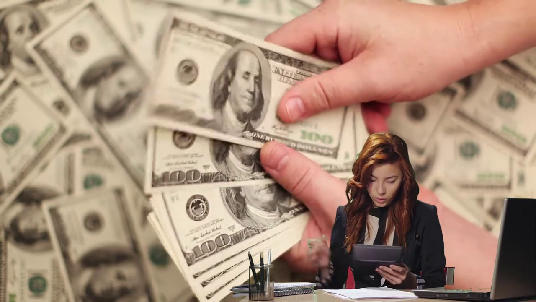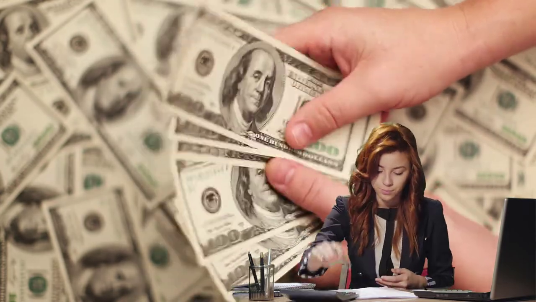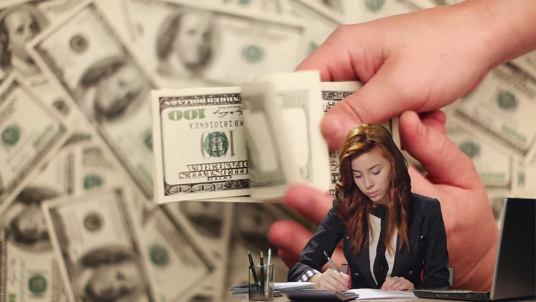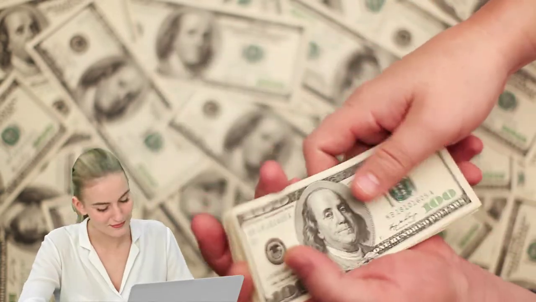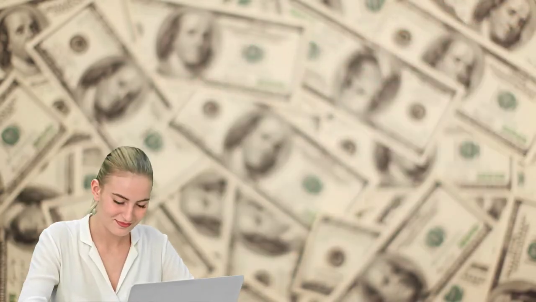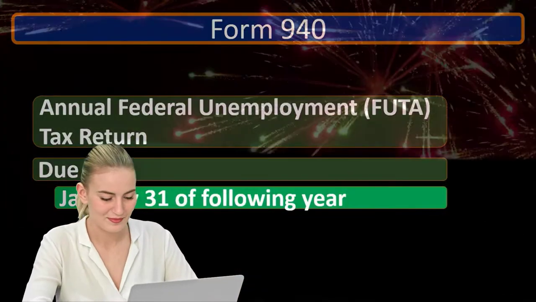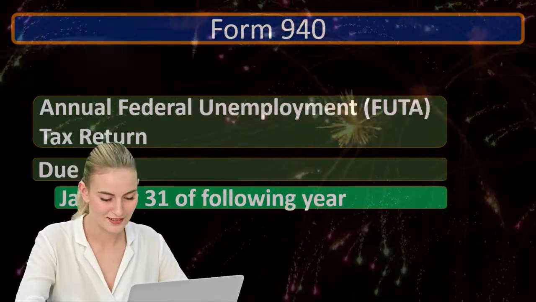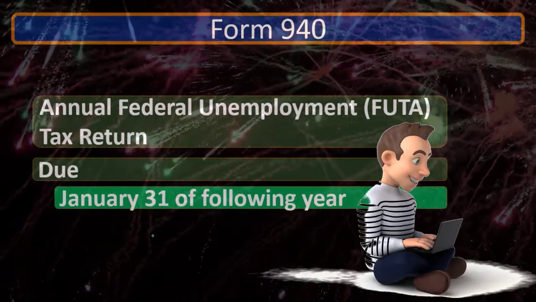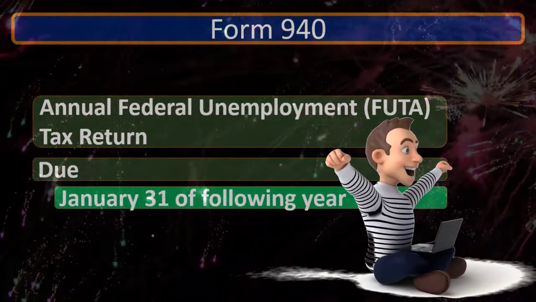Because it's a yearly form, we're going to record the whole year's worth of data from January to December, and then it's going to be due by January 31st. So clearly, the end of the year is going to be a big time for record keeping. We've got to do the last quarter, and then we've got to do the 940s.